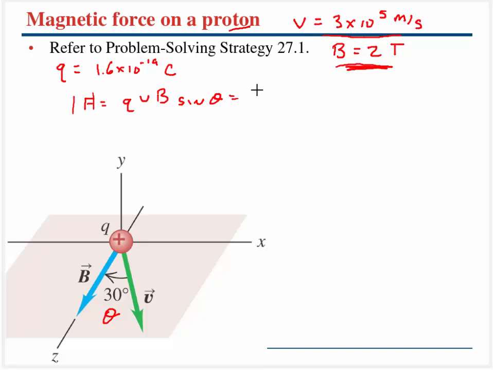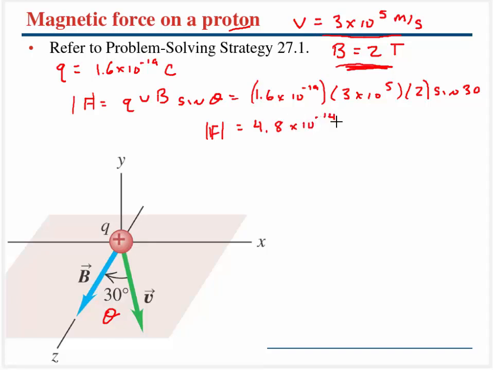So it's simply going to be 1.6 times 10 to the negative 19th multiplied by the velocity, 3 times 10 to the 5th. Magnetic field is 2, and then sine of 30 is simply going to be a half. And then we can say that the magnitude of this force right here has got to be equal to 4.8 times 10 to the negative 14 newtons.